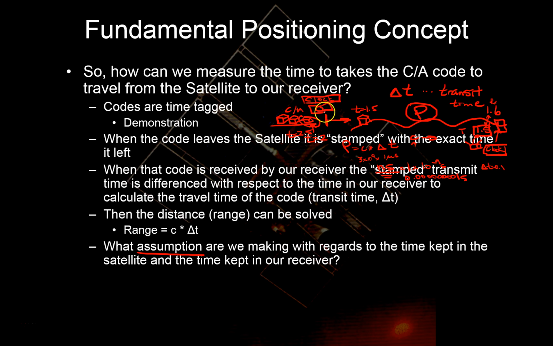Remember, a satellite's clock is an atomic clock, and it generally drifts very, very little. However, I'll tell you right now, the types of clocks that are used in our receivers are about the same accuracy as our wristwatch. It could be a quartz oscillator, a very inexpensive clock.